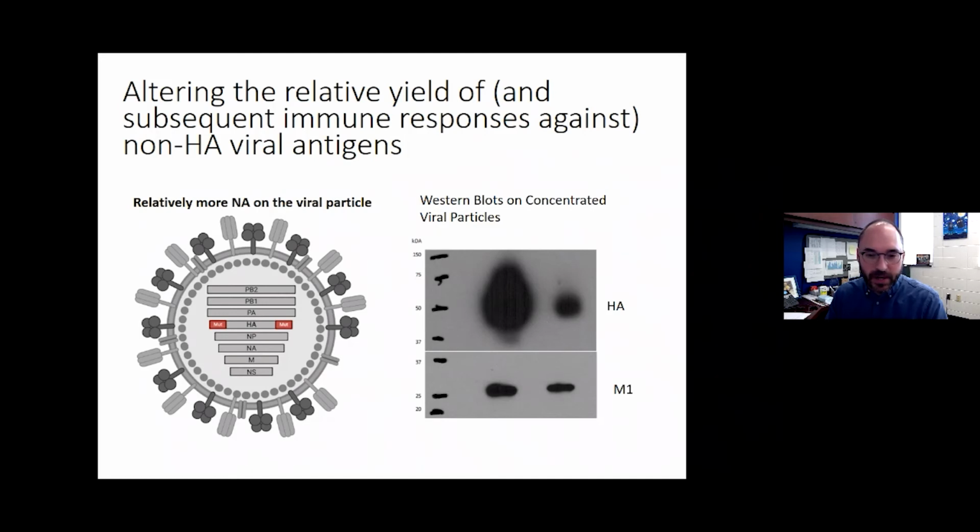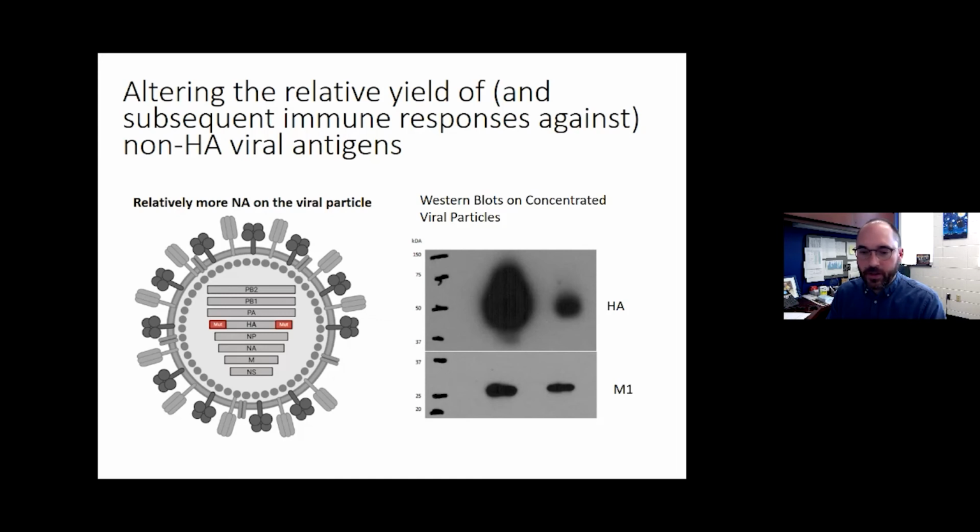So if we generate these viruses and use them to infect cells and collect those virus particles, what I'm showing you on the right is a Western blot from concentrated virus particles. Again, M1 is the matrix protein, which is the loading control. You can see we can get dramatically less hemagglutinin, pound for pound, in a virion prep. But now what does this mean if we vaccinate, right? Can we actually accomplish our goal of changing relative immune responses?